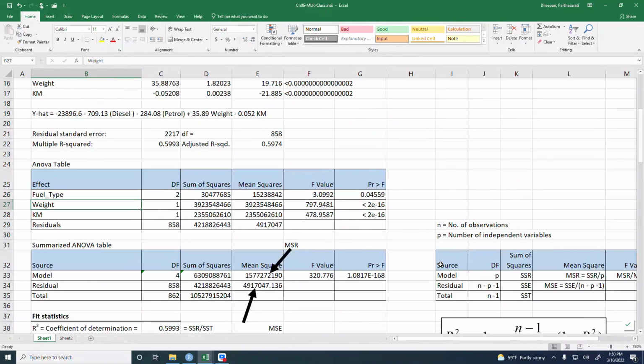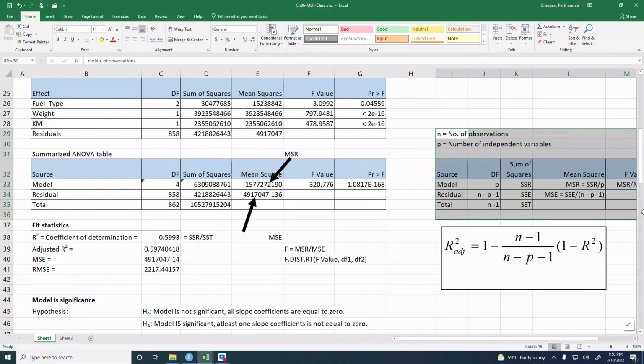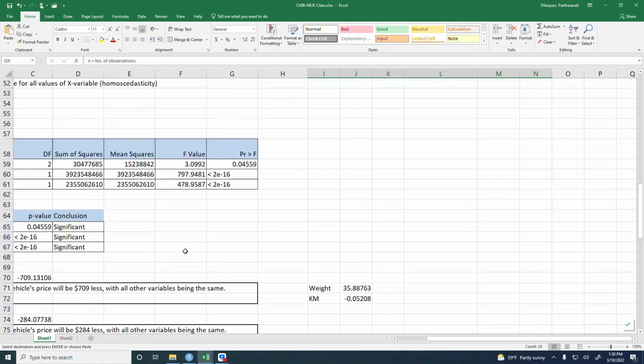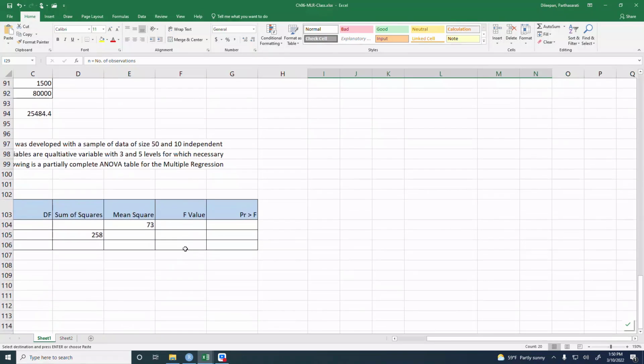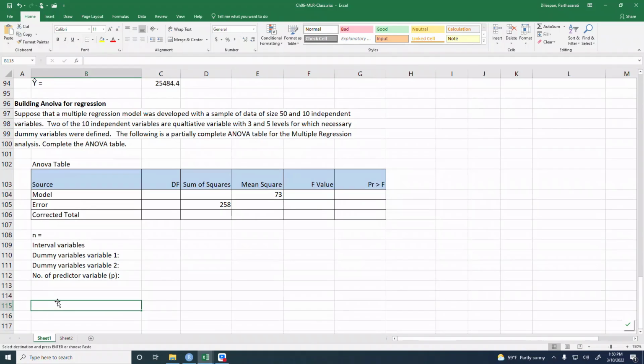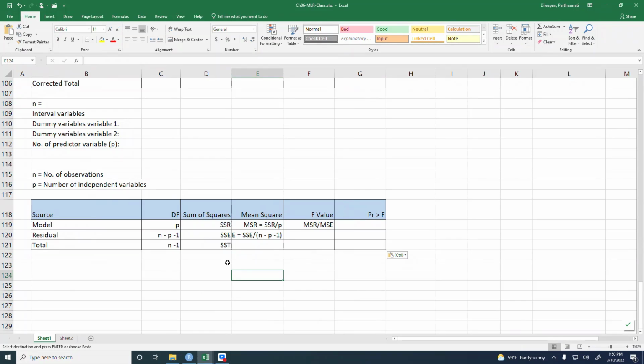Okay. And I'm going to now spend a few minutes with the ANOVA table and how to set that up. So you need to understand how to set up the ANOVA, or what goes into the ANOVA table. Okay? So that's an important concept in regression analysis.